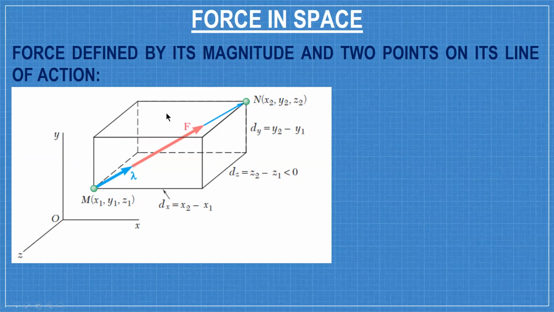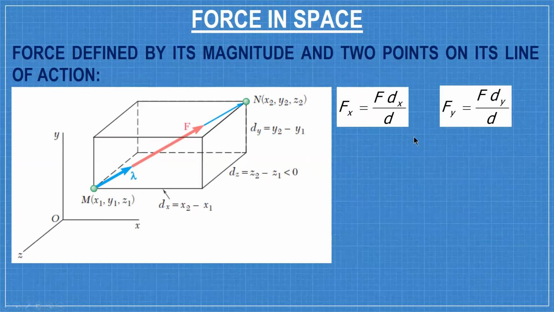Okay. Based on this figure, the magnitude of F is the diagonal from M to N. And the points M and N have different coordinates. So x1, y1, z1. The other one is x2, y2, z2. This is the difference in x, x2 minus x1, this is the difference in y coordinates, and then the difference in z coordinates. So we call them dx, dy, and dz. So the component Fx is F over d times dx. Fy is F over d times dy.